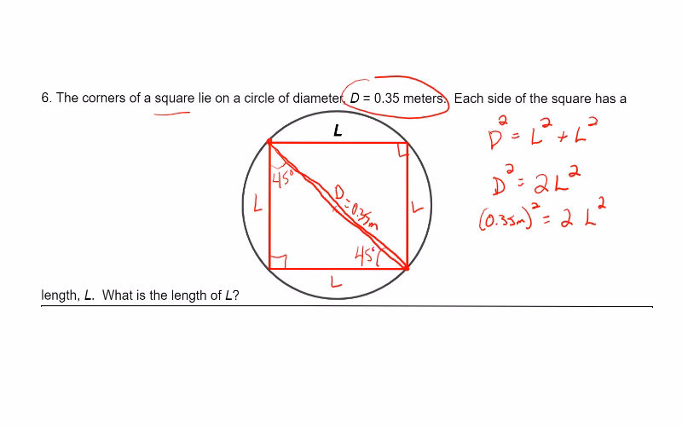And if they are 45 degrees, another way of finding L, since you have the hypotenuse of the triangle, is to use sine or cosine. I could say that the sine of 45 degrees, for example, and I'll just use this 45 degrees right there, is equal to the opposite side, L, divided by my hypotenuse, which is D. So in other words, it would be L over 0.35. Solve for L. Either one of those should work.